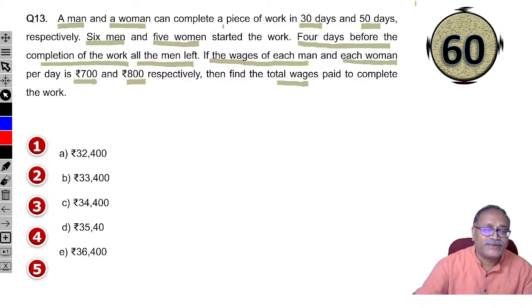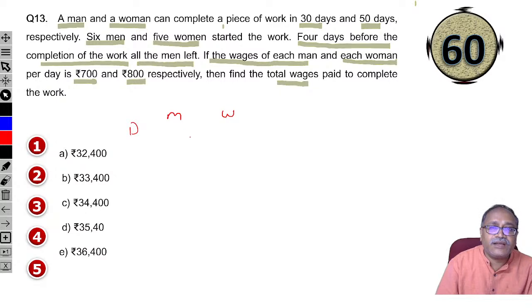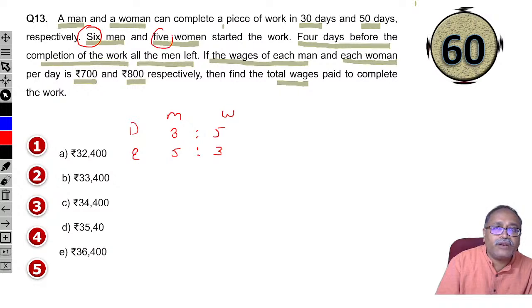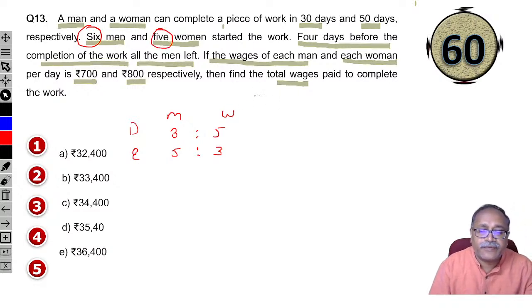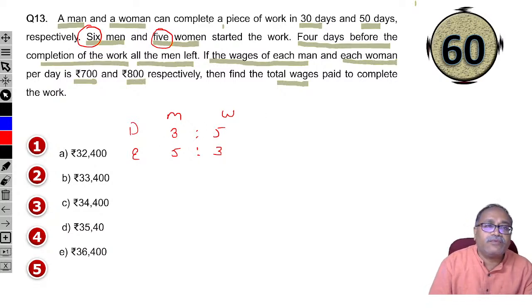I'm sure my friend Aman will be able to answer the question with little guidance. So what it is said, let's take that man, woman, their days taken is 3:5. Then the efficiency ratio is 5:3, the reverse of the days ratio. And we know 6 men and 5 women started the work. So how much work will be? What is the total work first?